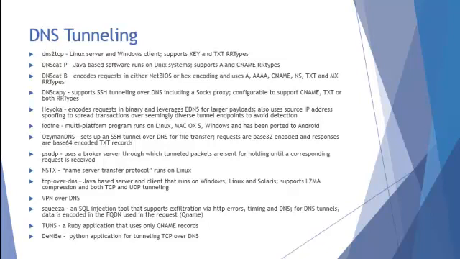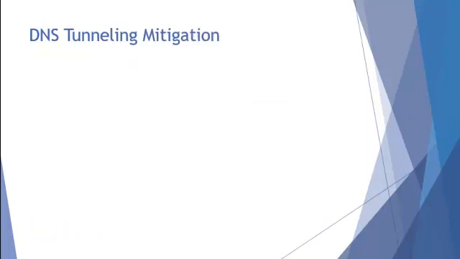DNScat-P, Java-based software that runs on Unix systems, supports A and CNAME. DNScat-B also supports a wider variety of RR types. So you can see there's a variety of utilities that have been defined. There are others out there as well that are not listed here, but suffice it to say that there are many, many ways to encode information into DNS and transmit it over your network, appearing as just a legitimate DNS query. So what can you do to protect yourself against DNS tunneling?